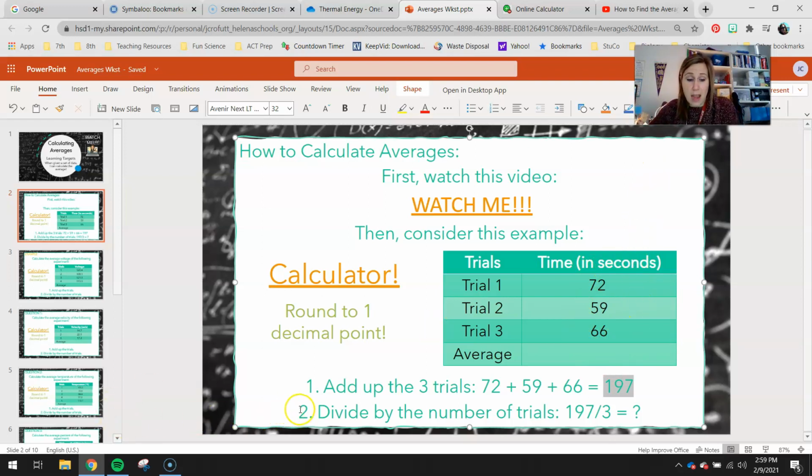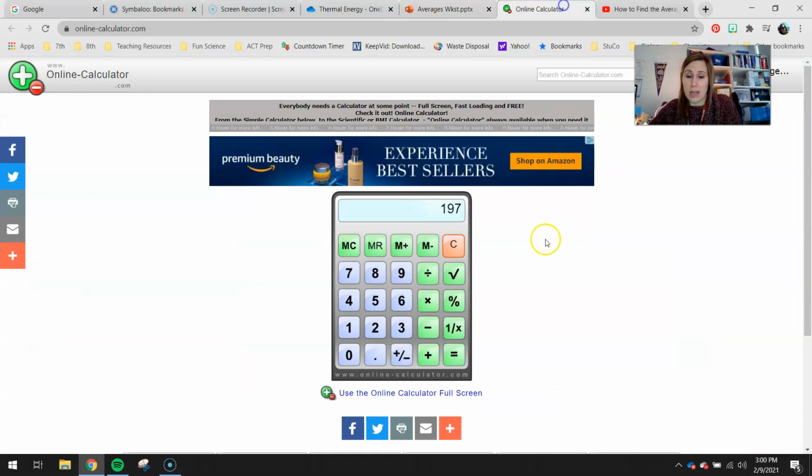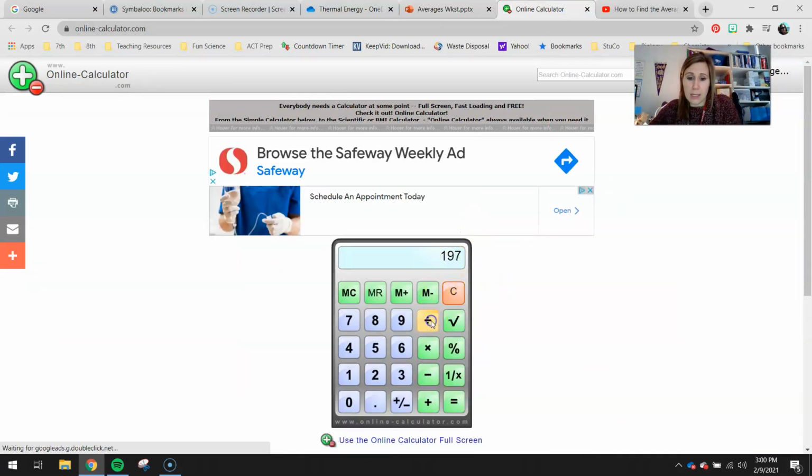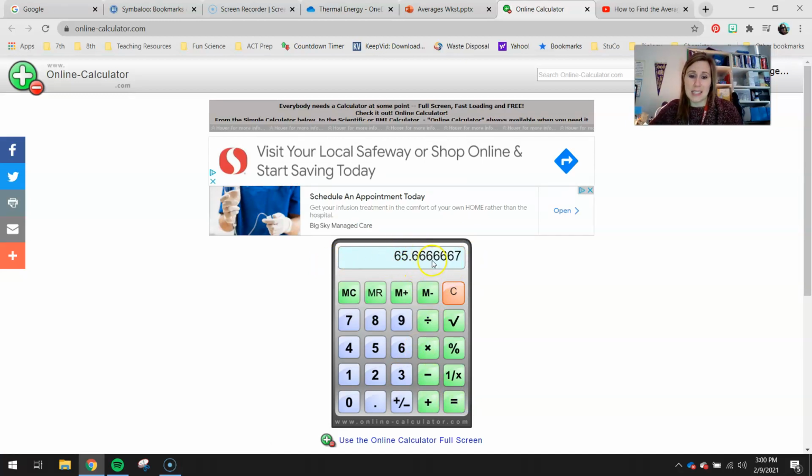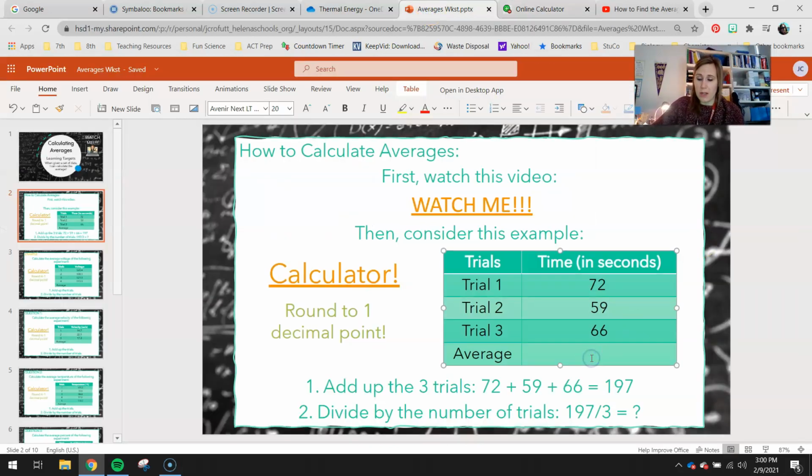So that leads us to our next step, which is divide by the number of trials, or divide by the number of numbers that you added up, however you want to look at it. In this case, we had 3 numbers or 3 trials. So we're going to take 197 divided by 3. Here's 197, divide that by 3. So our answer is 65.6666667. Okay, do I need you to write that whole decimal? No. You can go ahead and round to just 1 decimal point. So 65.7 is good enough. So right here, you would type in 65.7.